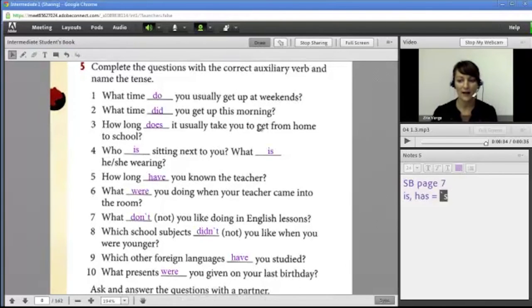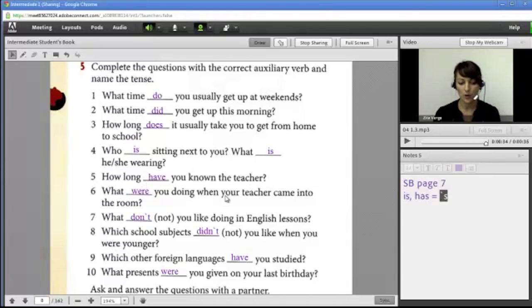Right, now let's have a look at the answers, please. Look up at the whiteboard. What time do you usually get up at weekends? What time did you get up this morning? How long does it usually take you to get from home to school? Who's sitting next to you? What's he or she wearing? How long have you known the teacher?